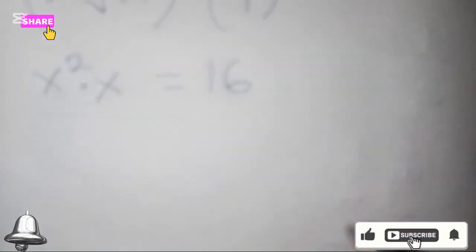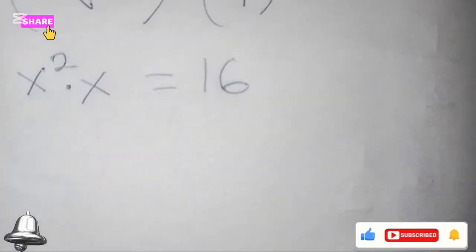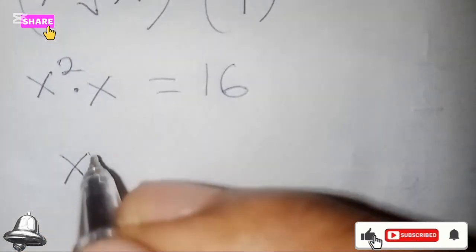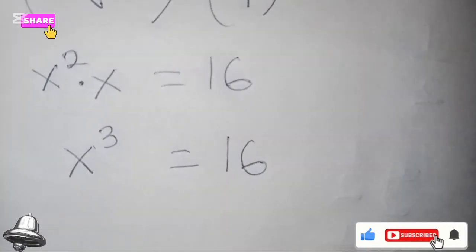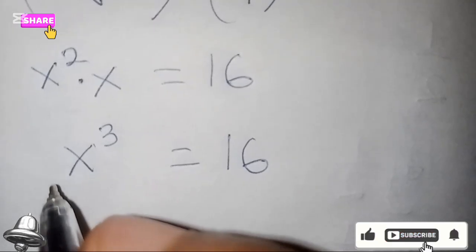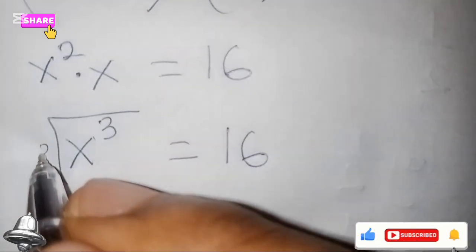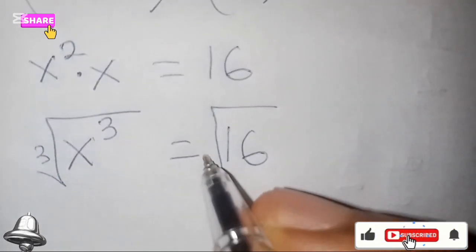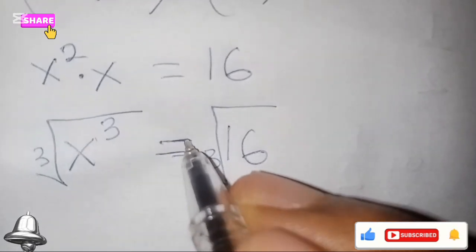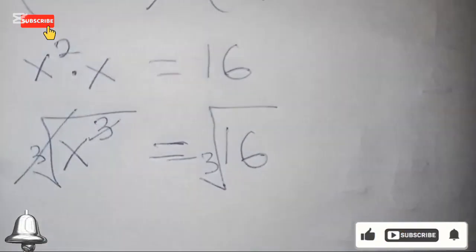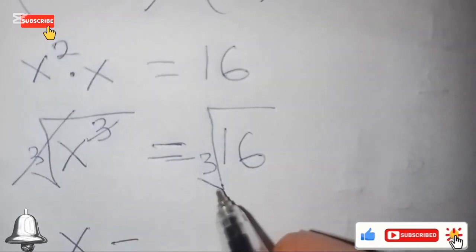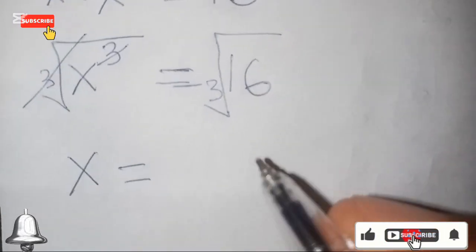Alright, so here, what do we do? This gives us x cubed equal to 16. Next thing we do is to find the cube root of both sides. And we do this to remove this cube. So this strikes out, and we have our x to be cube root of 16.